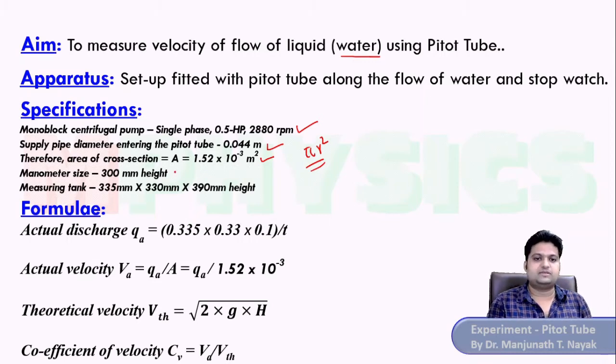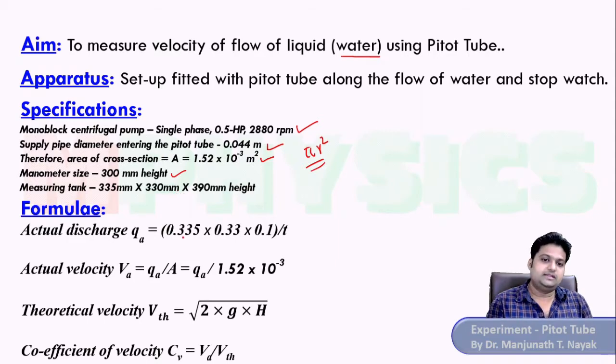Next, we have a manometer. I will show you the manometer. The length of the manometer is around 300 mm, and we have a measuring tank below in the setup. I will show you, don't worry. The dimensions of that measuring tank are 335 mm by 330 mm by 390 mm in height. We are going to use the units in meters, but I'm just giving you the factory specifications.